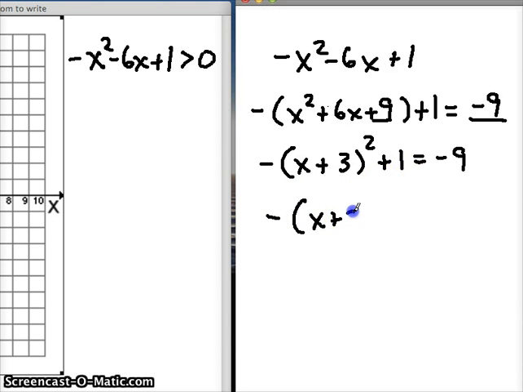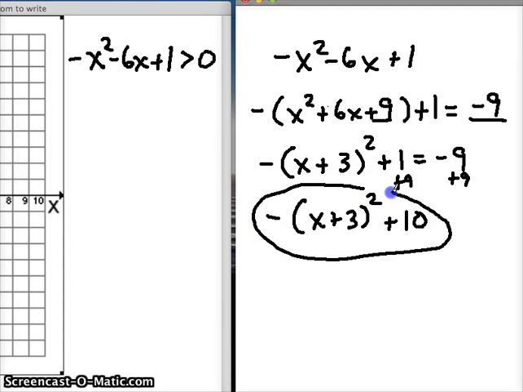So we're going to add 9 to both sides. So if I add 9, and then I get a plus 10. So this is really this quadratic, just in a different form. It allows us to graph a little more easily.